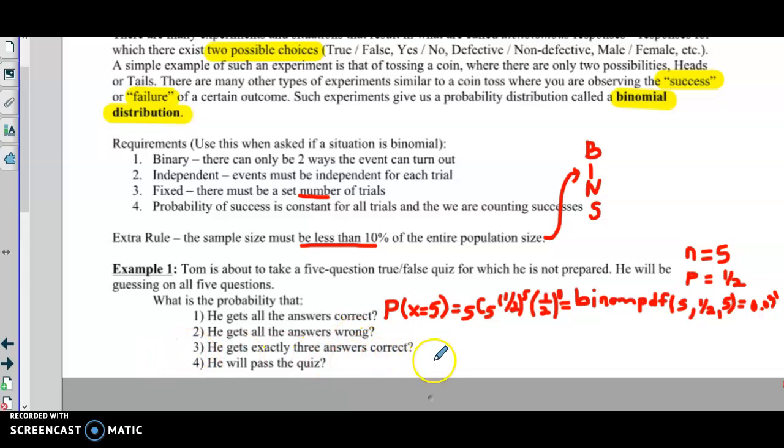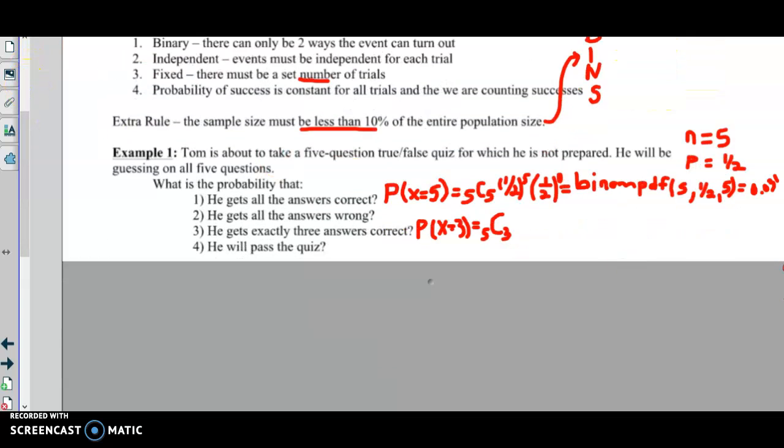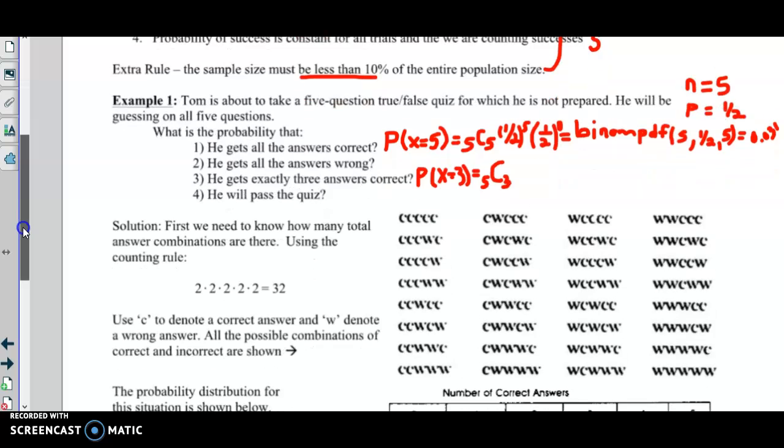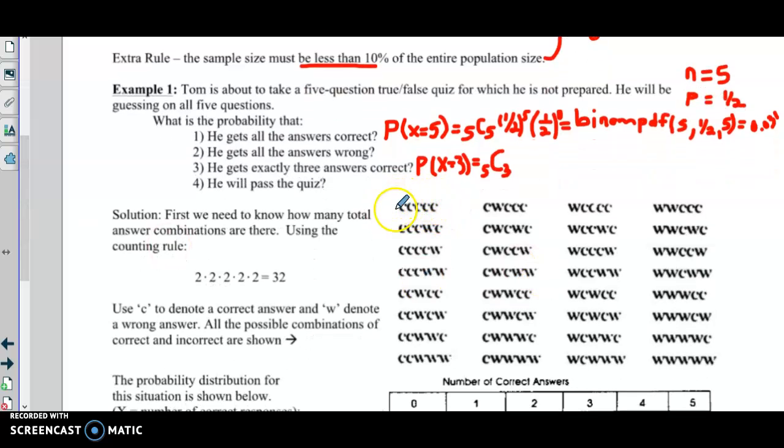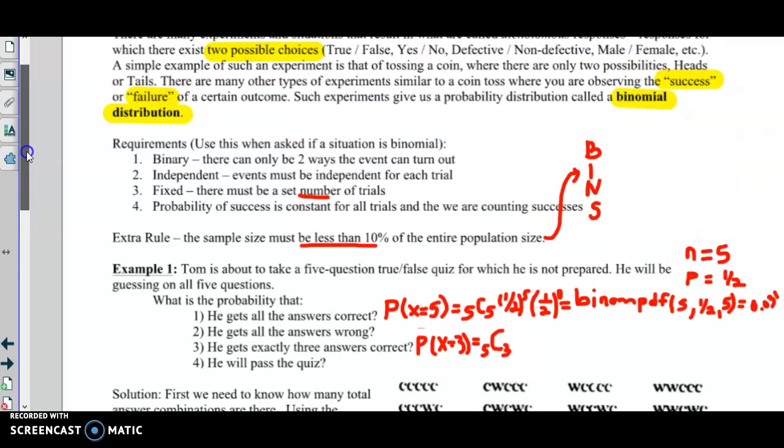I want to jump down to number 3, something a little bit different. He gets exactly 3. That's the probability x equals 3. So formula-wise, what this means, how the formula works, and we don't really ever have to use it. I have 5 questions. I want to make combinations. How many ways can he answer 3 correct? That's really what this picture down here is showing. They give you all this extra stuff, but this picture is showing how many ways he can answer the questions. Like there's 5 correct. Here's 4 correct. All the ways he can get 4 correct. And then how many ways can he get 3 correct? Well, the combination in the formula does that for us.